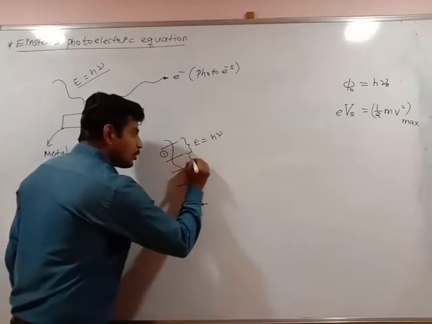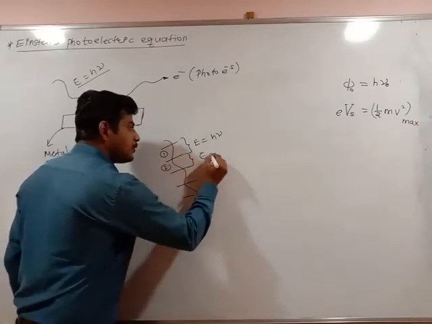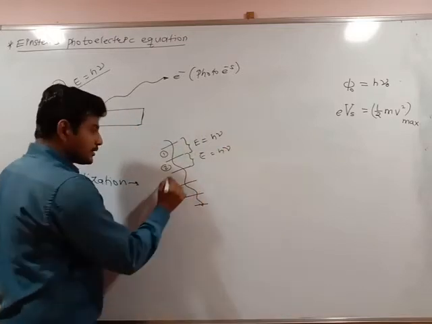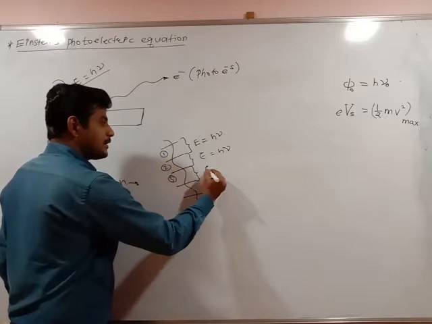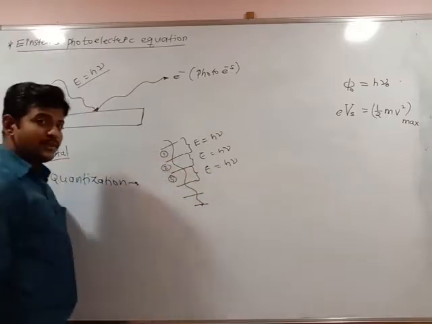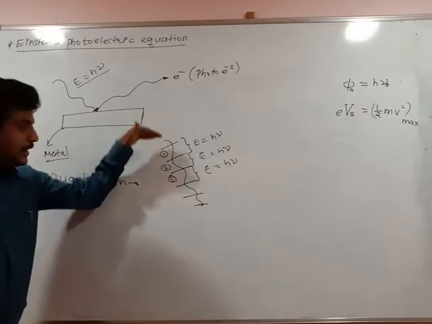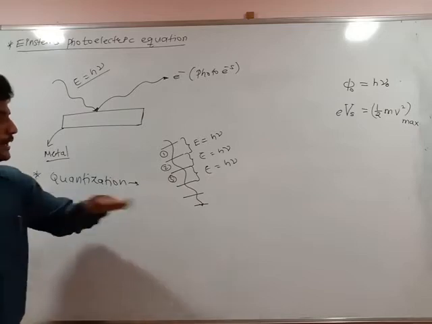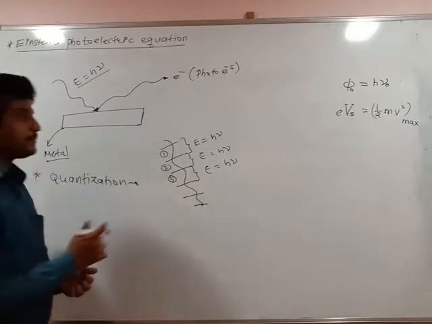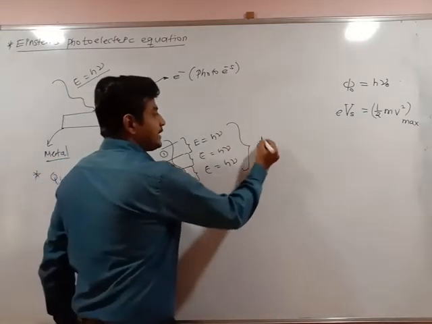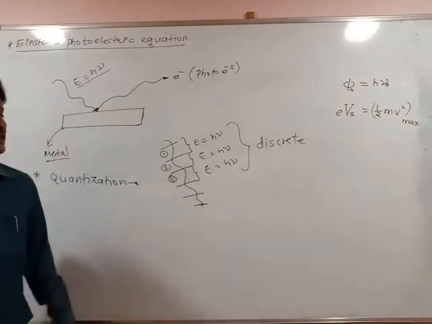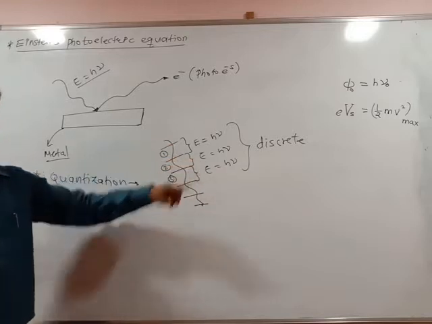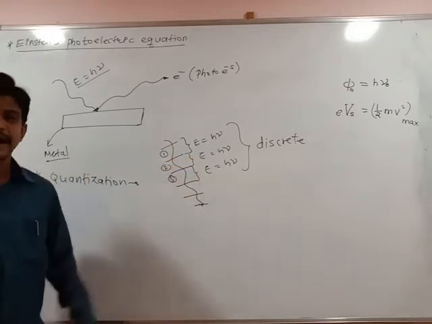The second photon's energy is again equal to h nu, and the third photon's energy is again equal to h nu. Means what happened? Continuous energy divides into discrete energy. Each quantum has its own frequency and its own energy.